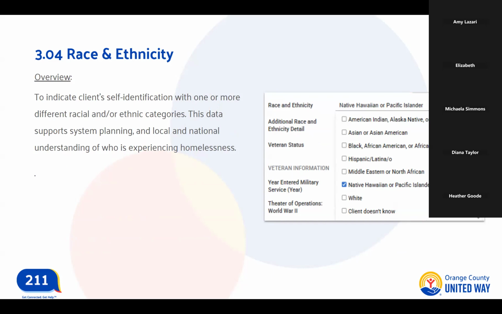Race and ethnicity. Race and ethnicity is used to indicate client self-identification with one or more different racial and/or ethnic categories. The data supports system planning and local and national understanding of who is experiencing homelessness.